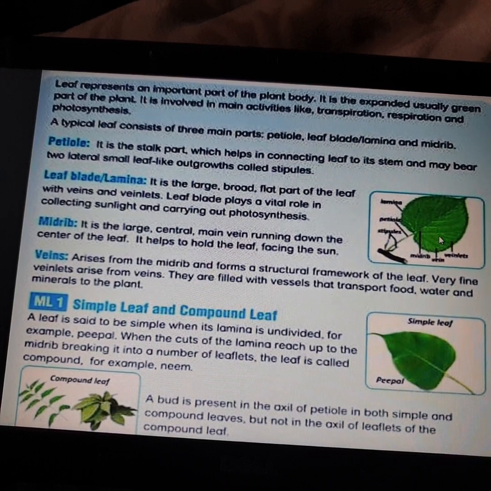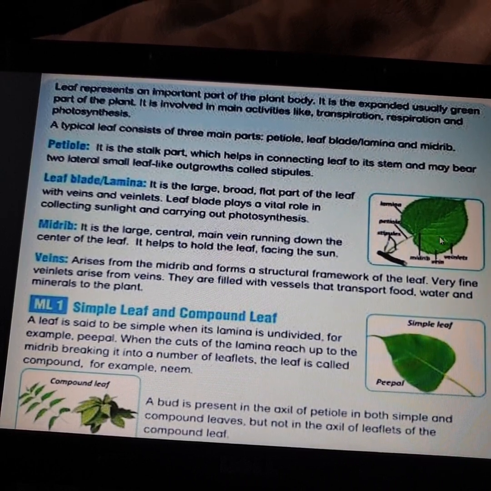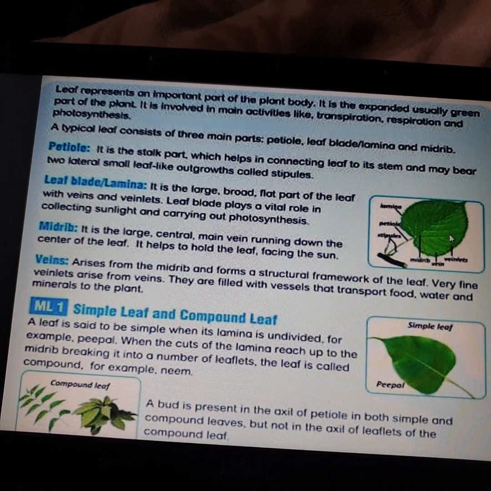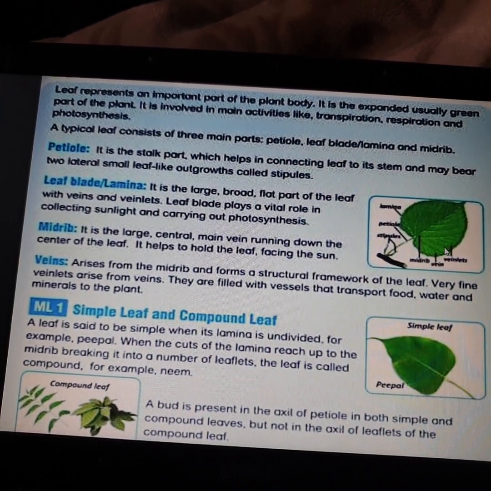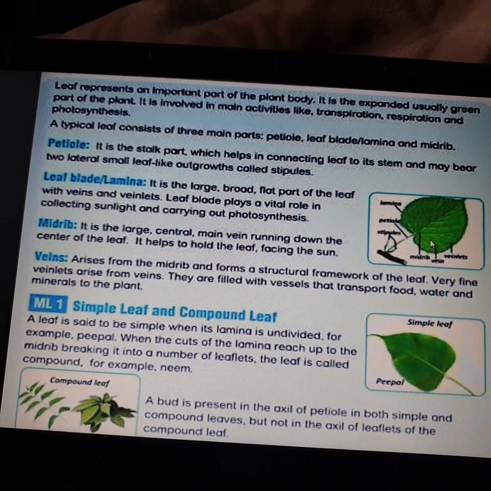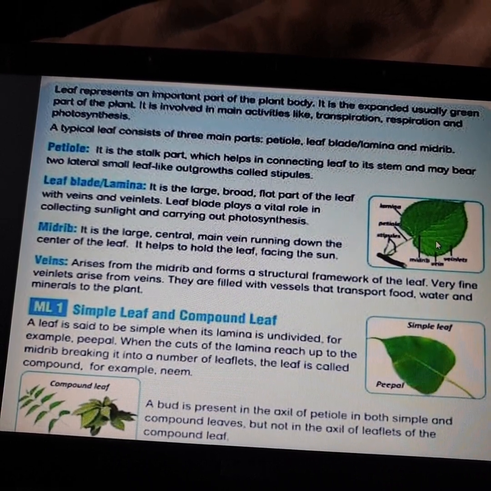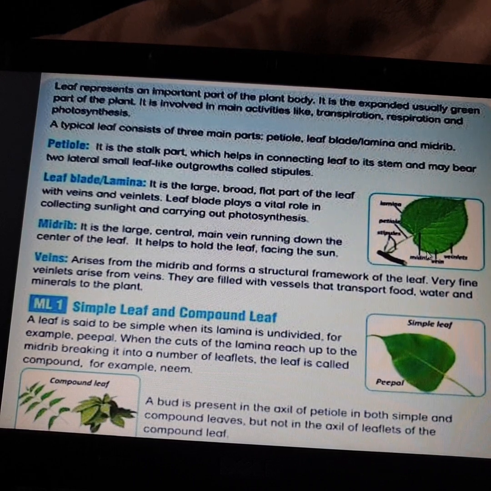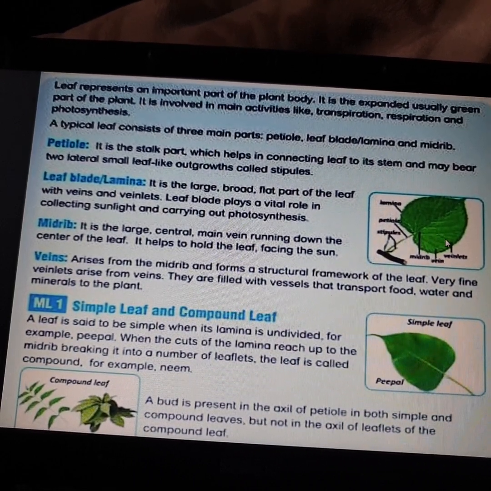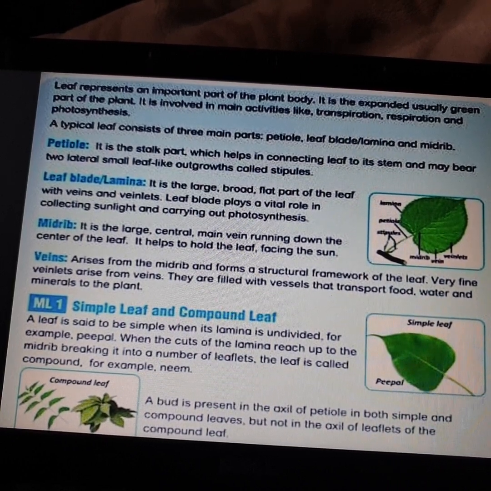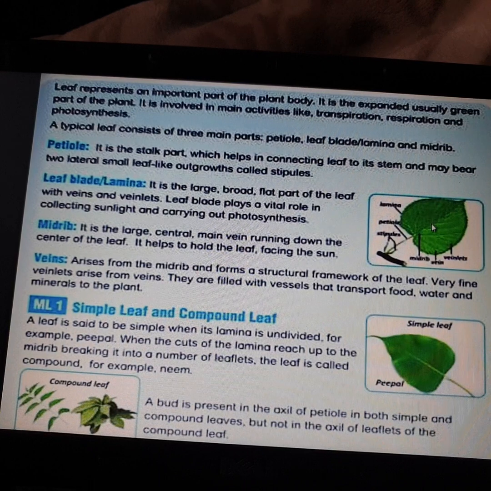So, as you can see here, there are many different structures or lines which are connected to the midrib. These are called veins. Again, from those veins, there are many other lines connected. They are called veinlets. These are helpful for the transportation of food, water, and minerals to the complete plant.